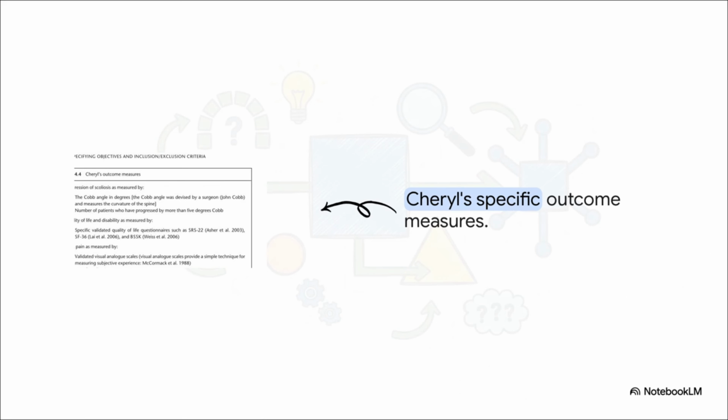Now, the absolute key here is that the outcome in PICO has to be measurable. Cheryl couldn't just say her patients were getting better. No way. She specified her exact tools, the Cobb angle to measure spinal curvature, alongside specific, validated quality of life scales. Now she knows exactly what data she needs to extract from the literature.